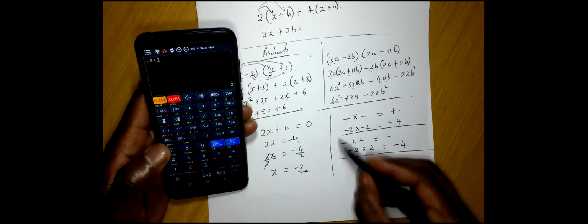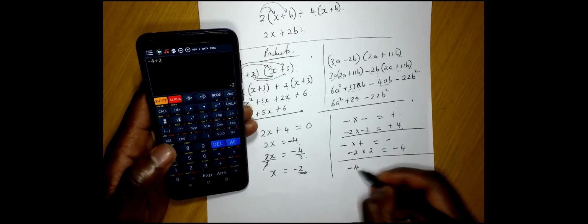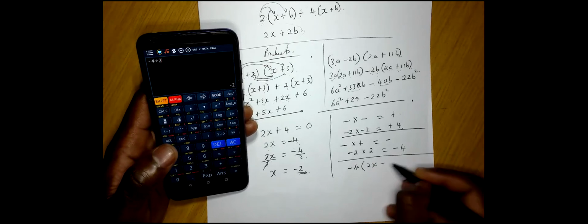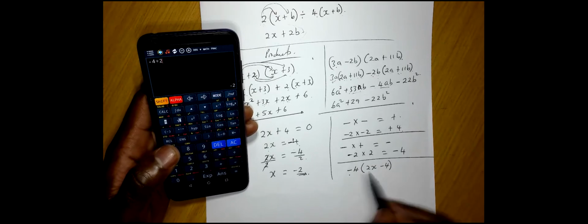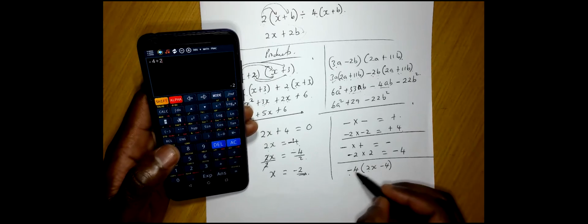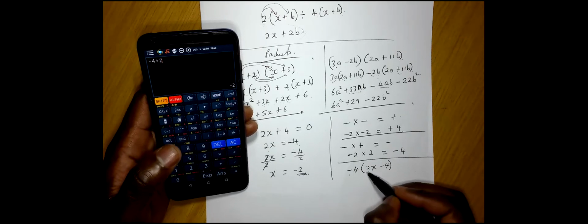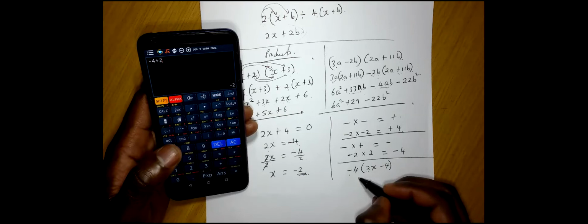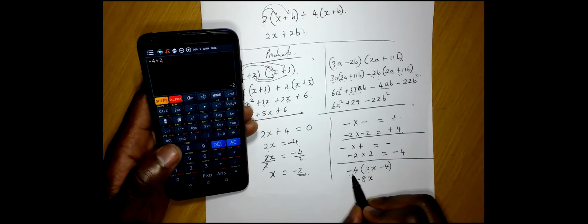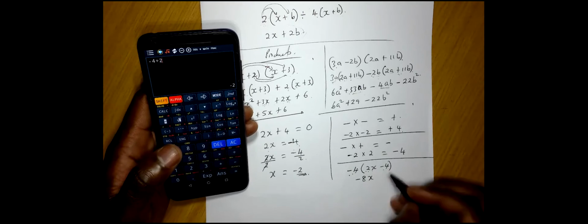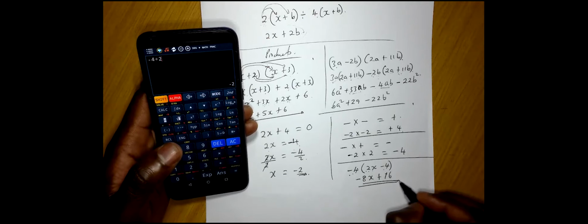So an example here, if we say minus 4 outside, then you've got 2x minus 4. Minus 4 times positive 2x is going to give us minus 8x. Minus times minus is going to give us positive 16. That's what we have here. That's what you must understand.